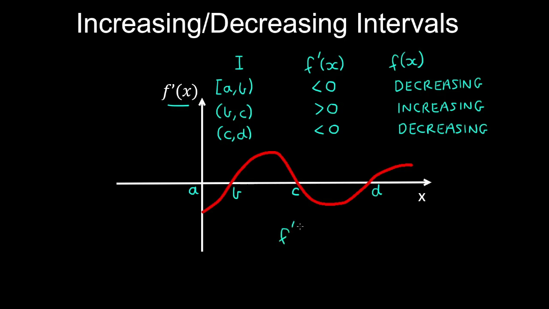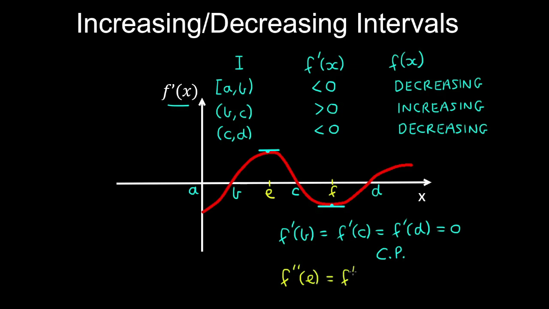Now where the derivative is 0, the function has critical points, where it changes direction. And where the slope of the tangent to the curve of the derivative is 0, that means the second derivative is 0. And that's where the function has inflection points, where it changes curvature, from concave up to concave down and vice versa.